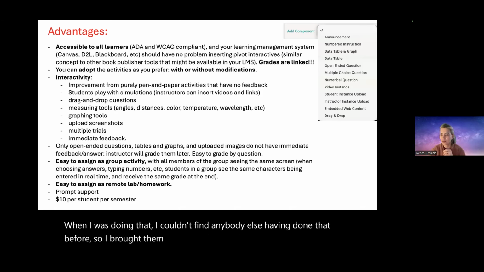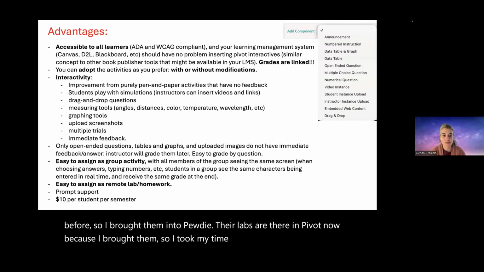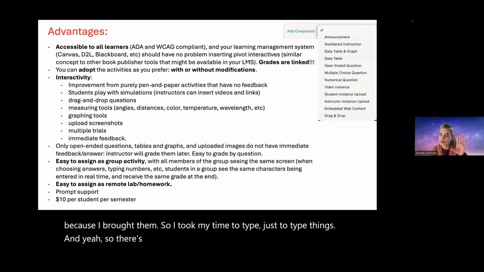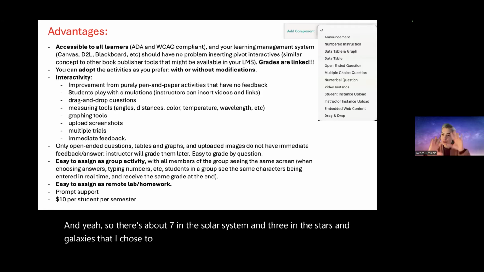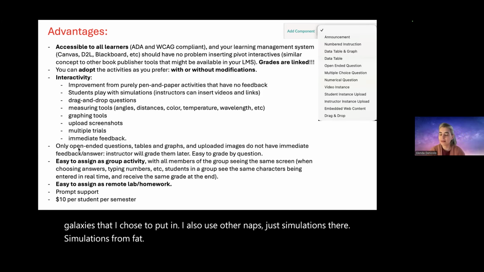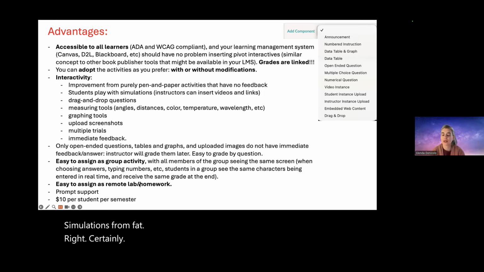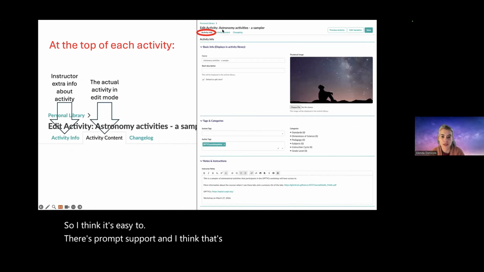Their labs are there in Pivot now because I brought them in, so I took my time to type things. There are about 7 in the solar system and 3 in the stars and galaxies that I chose to put in. I also use other apps, just simulations from PhET, and Stellarium embedded there. There's prompt support, and I think that's the main thing I wanted to say.